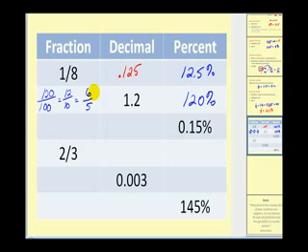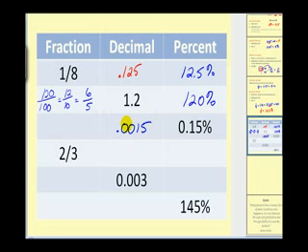The next row, to go from a percent to a decimal, we actually have to divide by 100 or multiply by 0.01, which means move the decimal to the left twice. So if we move it to the left twice, we would have 0.0015.